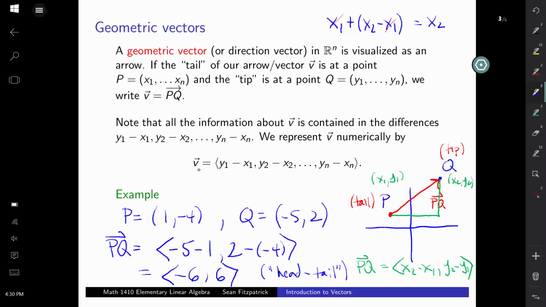And again, as I said, notice that if you take those numbers, minus 6 and 6, and add them to the P coordinates, you will end up with the Q coordinates.